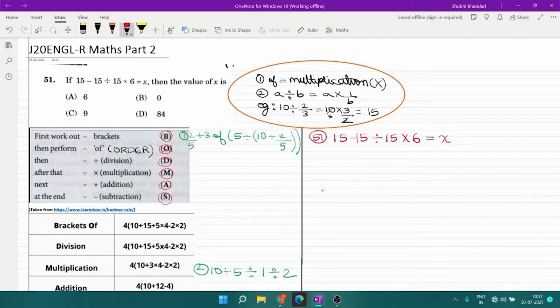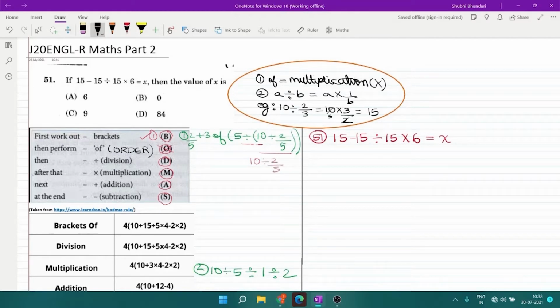2 by 5 plus 3 of 5 divided by 10 divided by 2 by 5. Let's start with the first bracket. Inside the bracket we have a division and another bracket. Between bracket and division, which one has more priority? The bracket. So we will start by solving inside the bracket: 10 divided by 2 by 5.